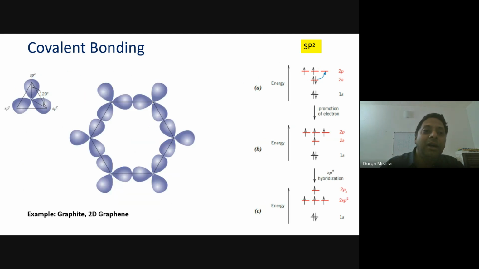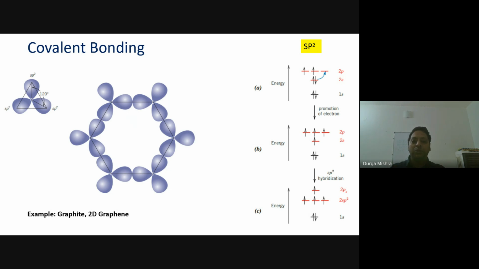In the context of carbon, you don't only have sp3 hybridization, you also have sp2 hybridization. Again you have this carbon with 2s and 2p electrons, all four electrons go. But in sp2 hybridization, you now have three sp2 hybridized orbitals. These three sp2 hybridized orbitals have the same energy, and the pz will have a higher energy.